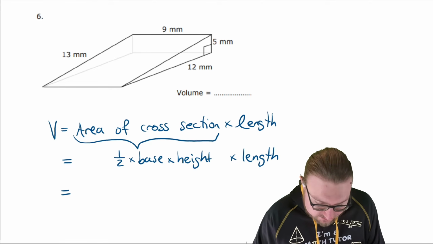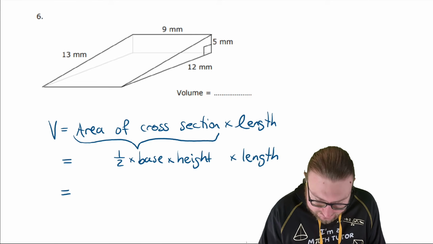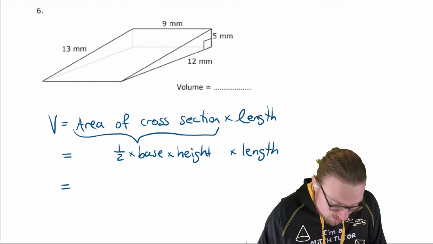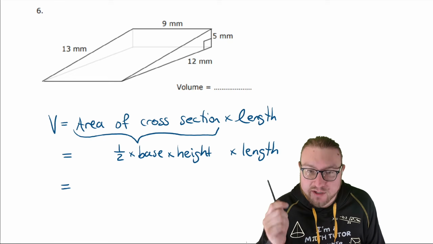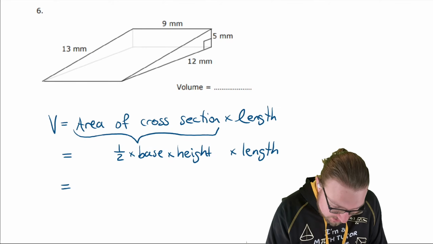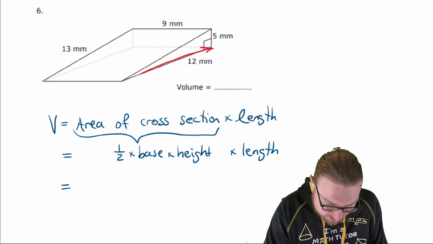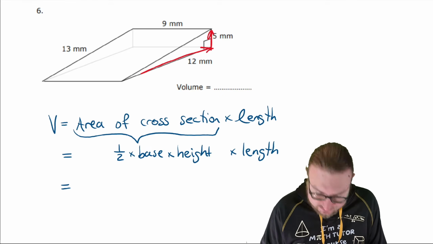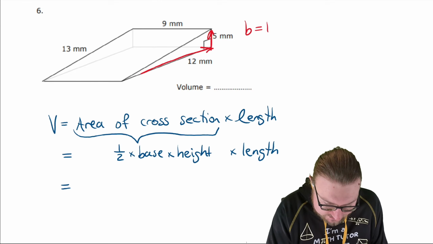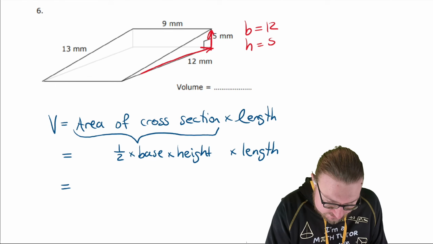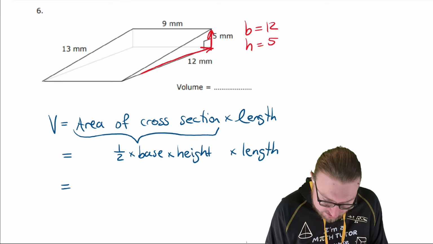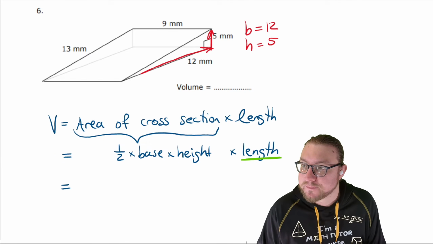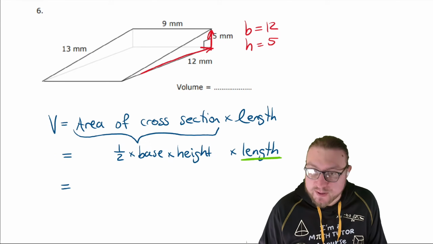So what are we going to do next? We're going to have to find out what the base and the height are and what the length of the prism is. Well, if we have a look at the triangle, the only thing you need to remember is that base and height are always at a right angle. So we need to check where the right angle is. There we go. We have a right angle here. And then it doesn't matter which one is the base and which one is the height. So let's say the base is 12. The height is 5. And now we just need to find the length. The length of our prism here is those parallel lines.